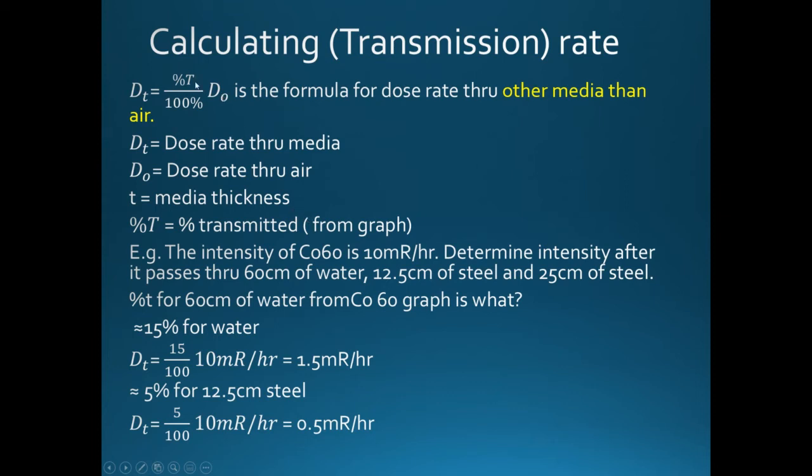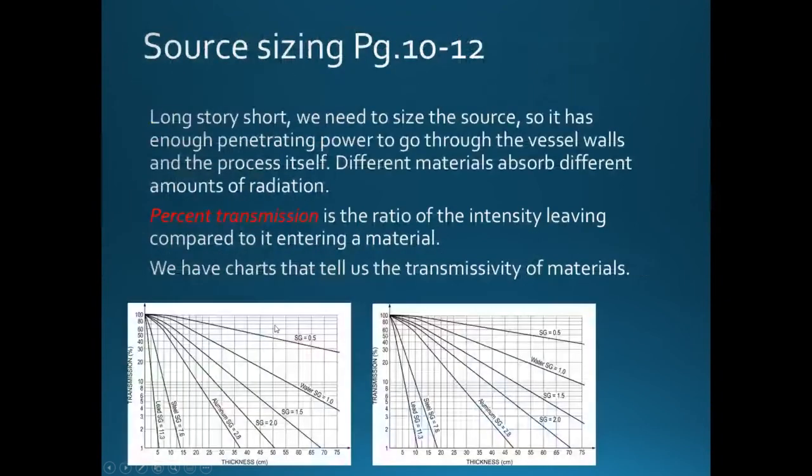We have to get our percent transmittance off of some graphs here. And what else do we have here? Measurements, which we use on the graphs. So we're going to have to look at the graphs. So looking at the graphs, what is it for water? So 60 centimeters of water and cobalt 60. Oh, darn it. Okay, let's see which one is right. 60 centimeters of water and cobalt 60. I'm not sure if this is the right chart or not, but let's go.